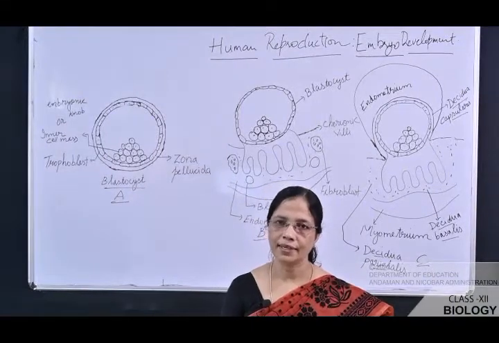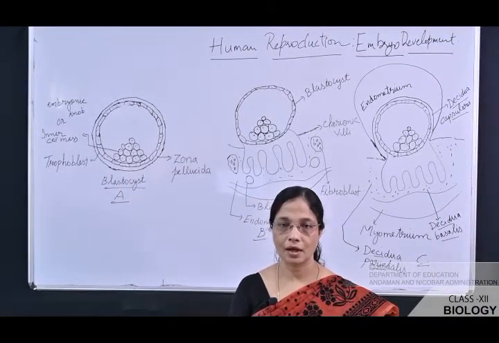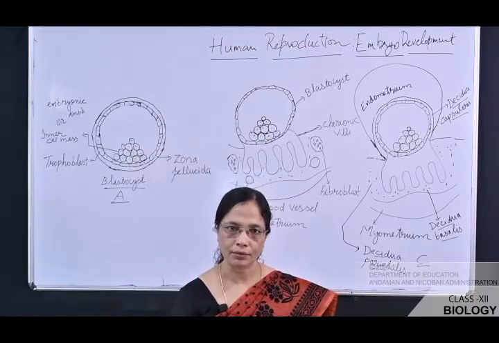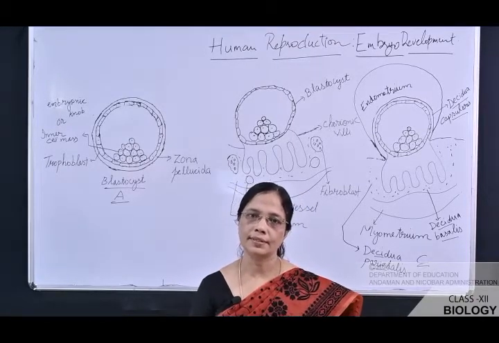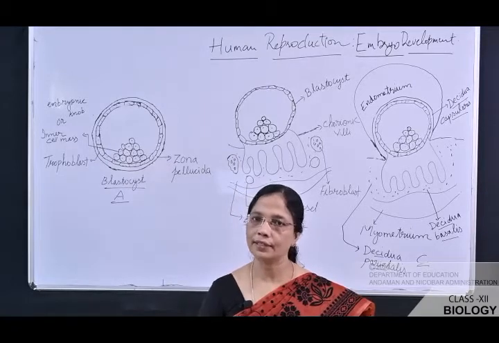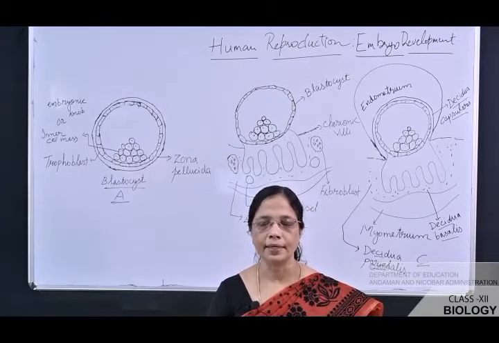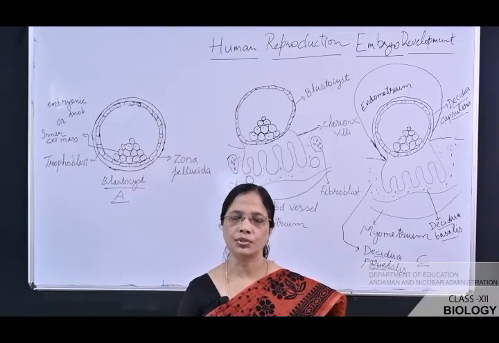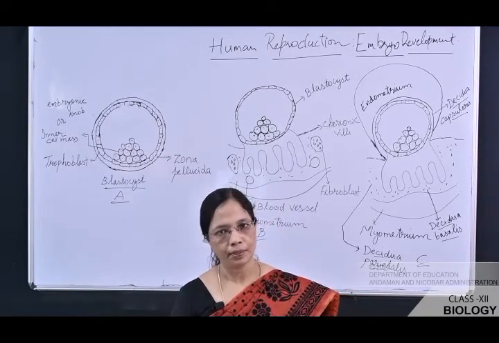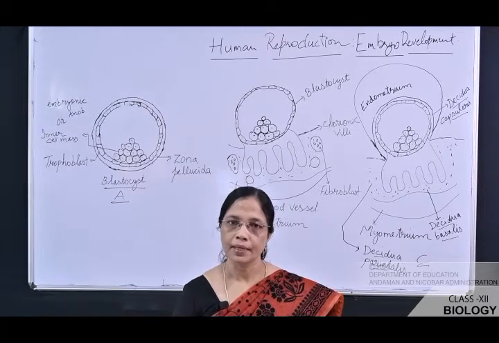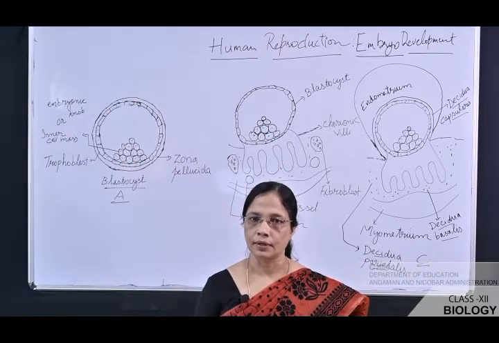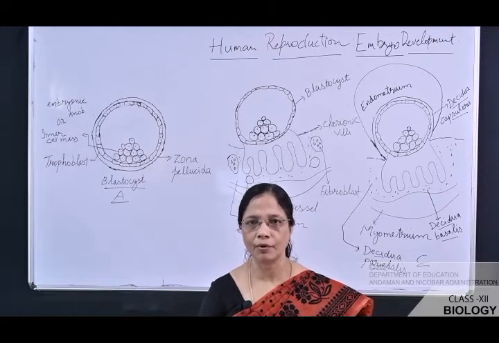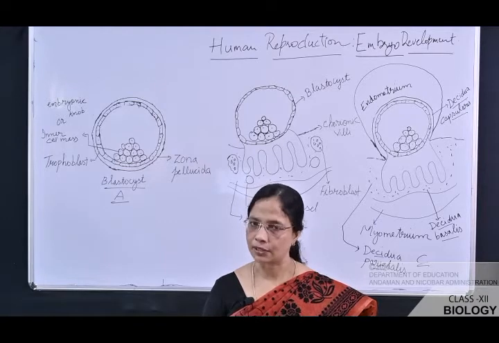Hello children, in the last class we studied how the zygote is formed. We have also studied the cleavage of the zygote, that is, the zygote divides into the morula in the fallopian tube, and then it is transported into the uterus where it absorbs nutrients and develops into the blastocyst. Now in the uterus it gets implanted. Let us have a recap of the diagram of the blastocyst.